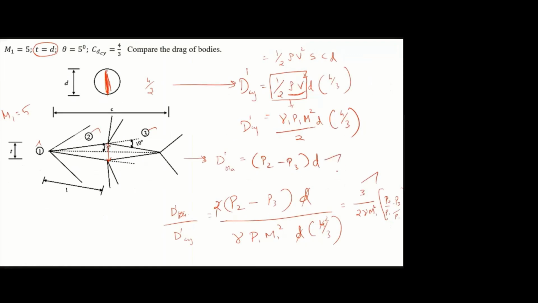Okay, this formula we already know. Here we are taking the general drag equation, substitute CD, then area. Instead of half rho v squared, you substitute gamma p M squared by 2. Then we simplify it like this: 3 divided by 2 gamma M1 square (P2 by P1 minus P3 by P1). So to find this drag ratio, we know the Mach number 5, and we know the gamma of air, it is 1.4. We simply have to find P2 by P1 and P3 by P1 from this diamond shaped aerofoil.